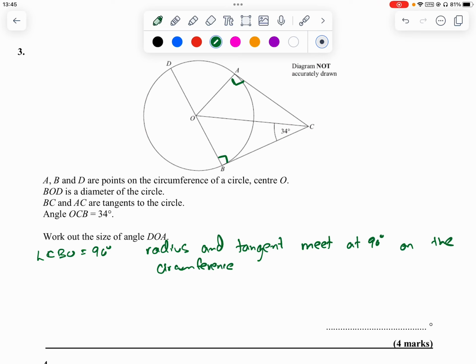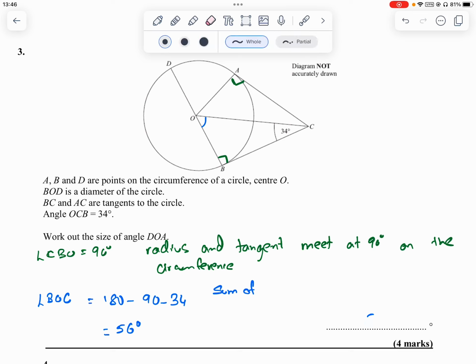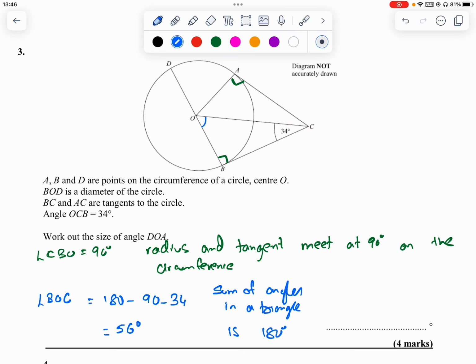So next, angle BOC. What will be angle BOC? BOC will be equal to 180 minus 90 minus 34, which is 180 minus 124, which is 56 degrees. And the reason, what are you going to write? Sum of angles in a triangle is 180 degrees.